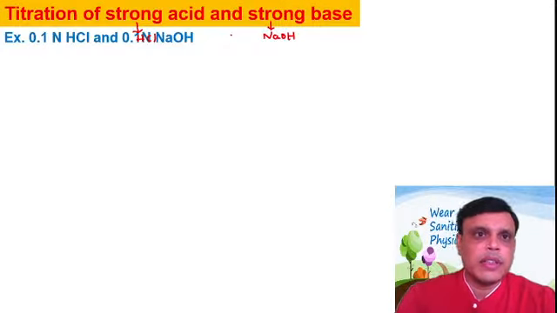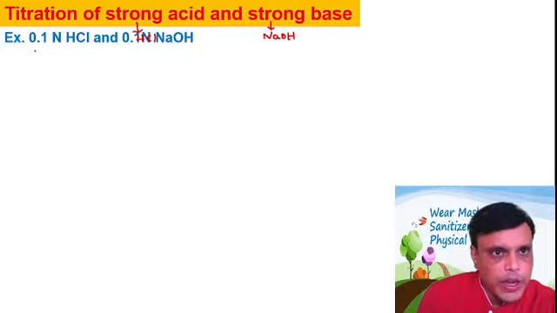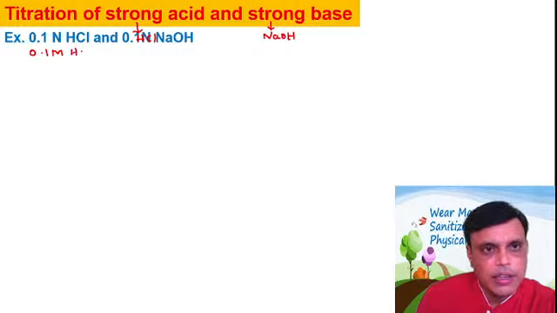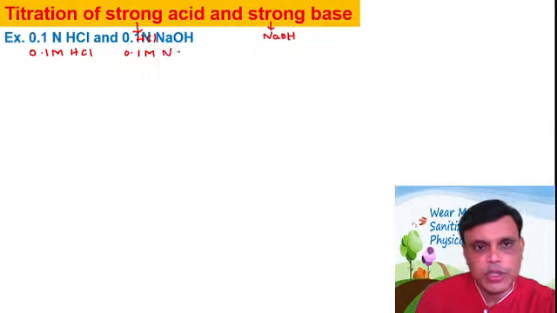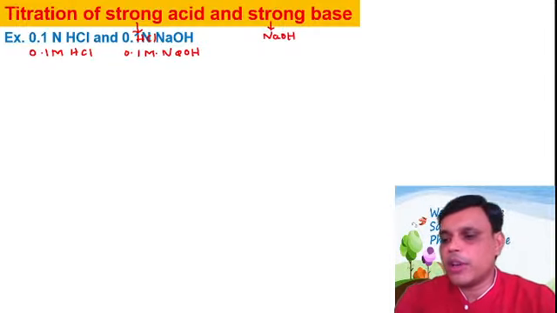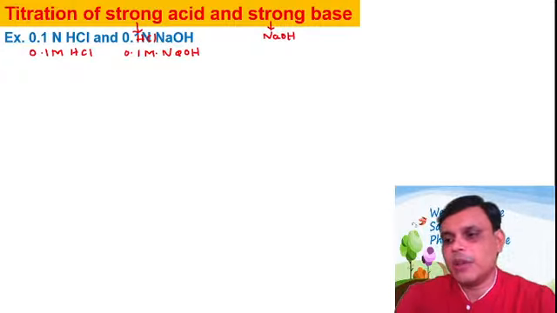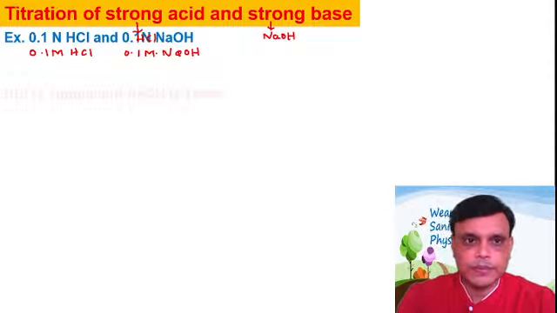In this example we will take a concentration of 0.1 molar HCl or 0.1 normal HCl. Both are the same in the case of HCl and NaOH, and 0.1 molar NaOH. In the case of NaOH and HCl, normality and molarity are the same because they are monobasic acid and monoacidic base.